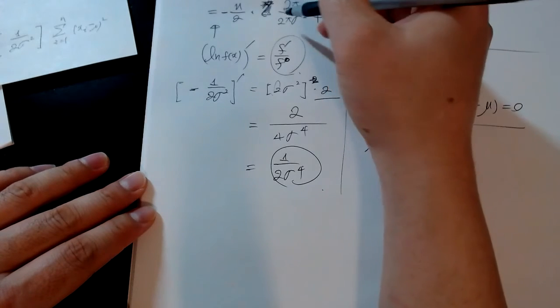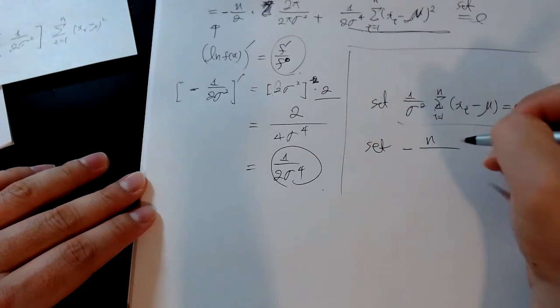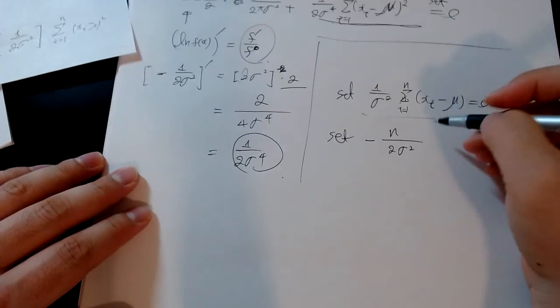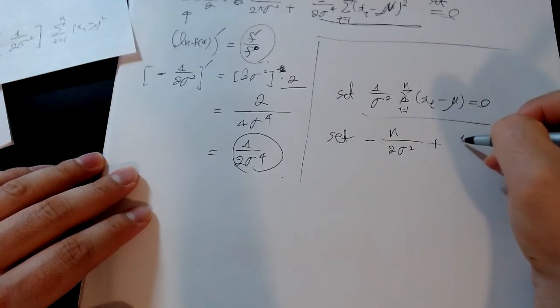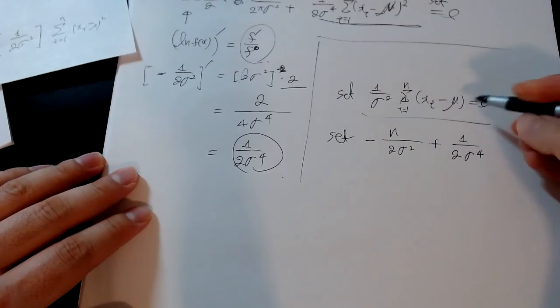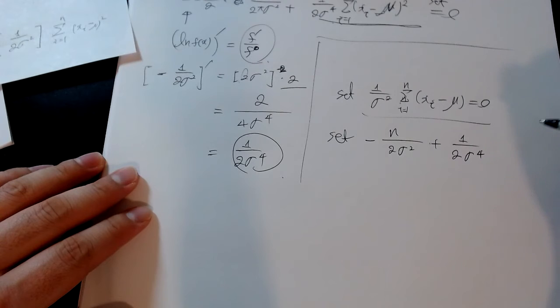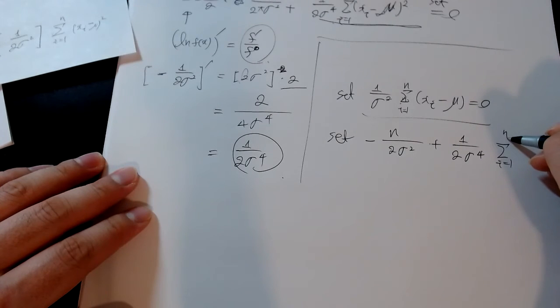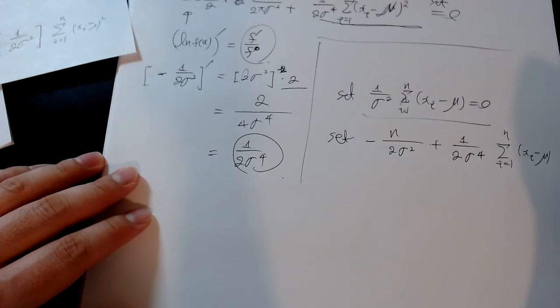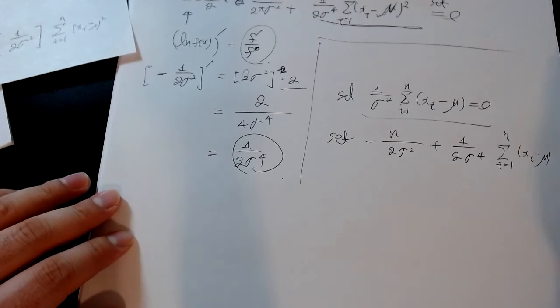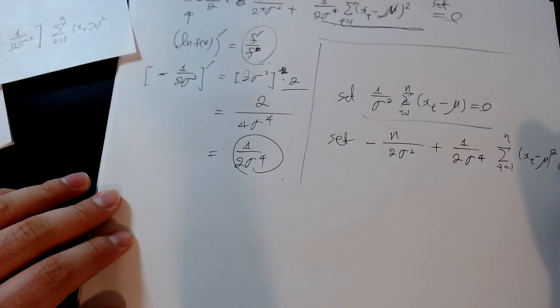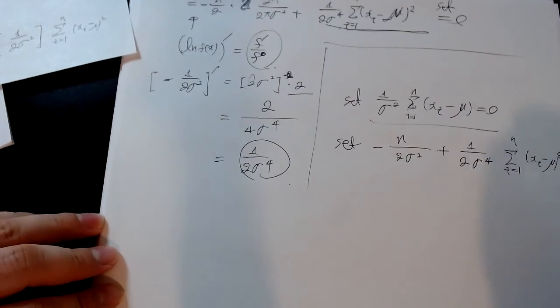So the n over 2 sigma square, plus 1 over 2 times sigma to the fourth power, times the summation i equals 1 to n of (xi minus mu) squared, equals 0. So now look at this.